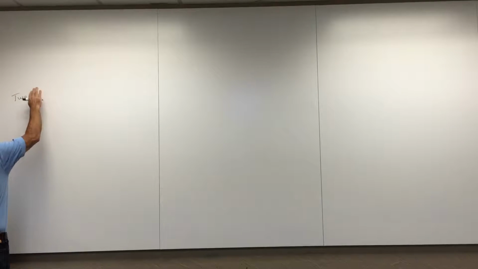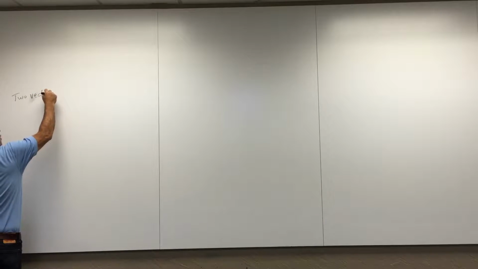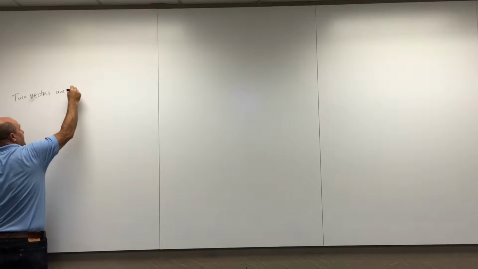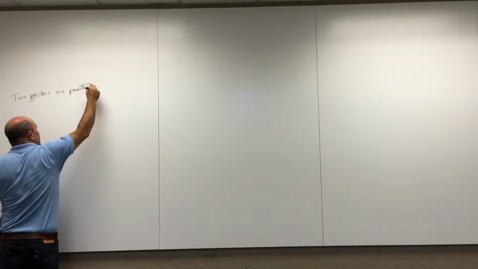So welcome back. Do you know how to tell if two vectors are parallel? How do you know two vectors are parallel? I think I've stated this, but it hasn't come up too often. How do you know if two vectors are parallel?